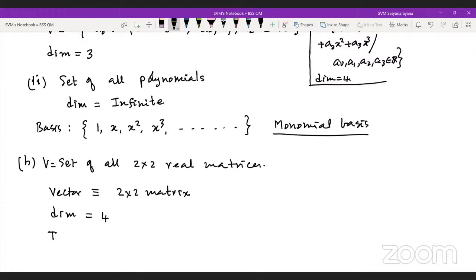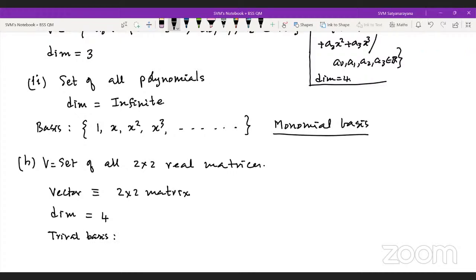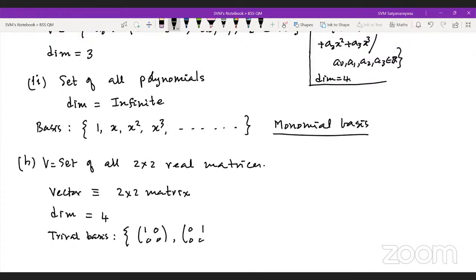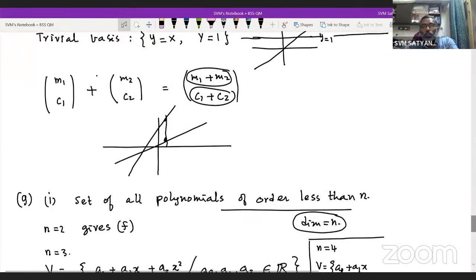So what will be the trivial basis in that case? The matrices with a 1 in one position and 0 elsewhere: 1 0 0 0, 0 1 0 0, 0 0 1 0, and 0 0 0 1. Correct? So that is our H.